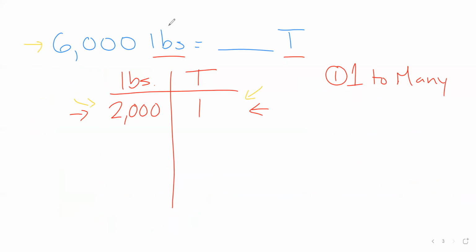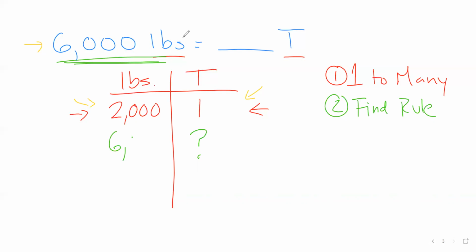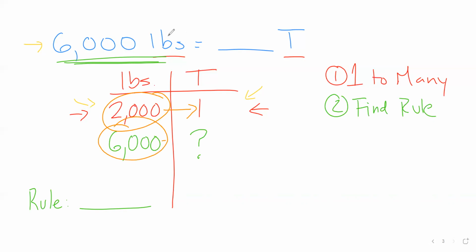I can then find the rule, which is step number 2, right? We're going to find the rule. So I'm going to take what I know up here. And what I know up here is I have 6,000 pounds and I don't know how many tons. So if I'm going to do the rule, I have to look at, well, what am I doing? I'm starting here and I'm going here, right? I'm starting in pounds, I'm going to tons. Because again, I have pounds, I need to find tons.